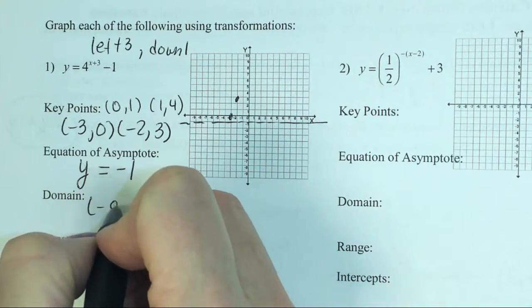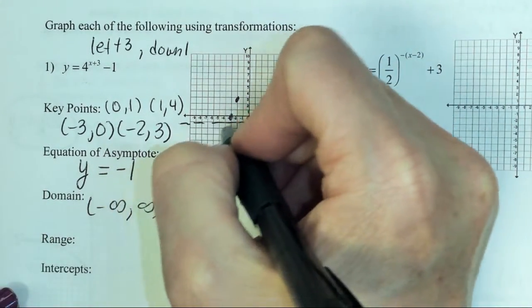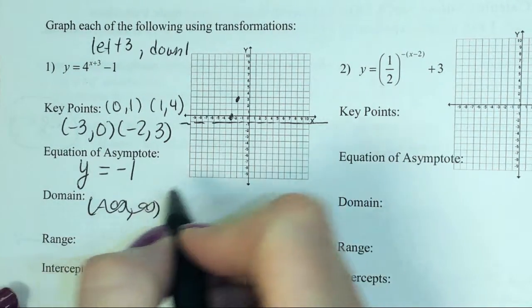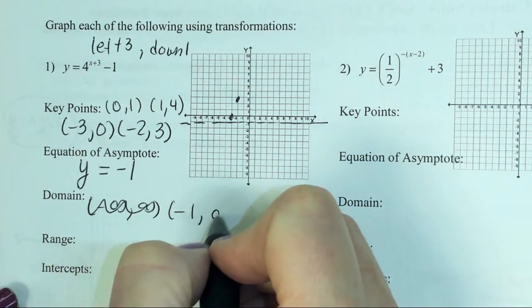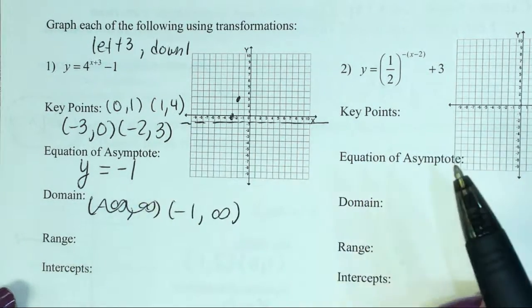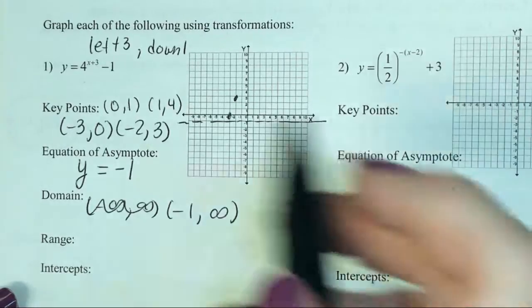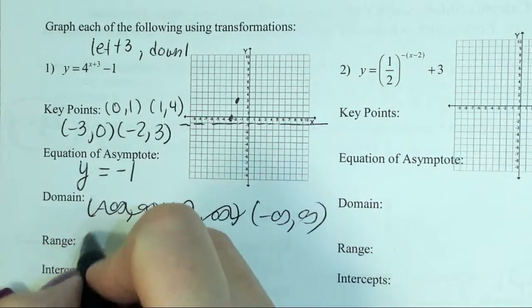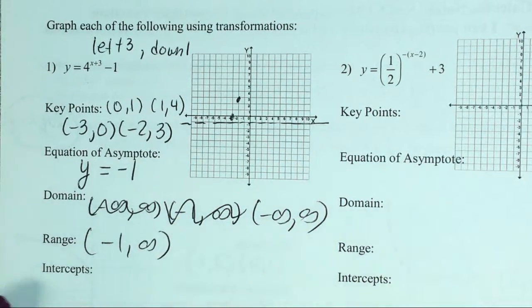My domain was always negative infinity to infinity. That's not going to change. I'm sorry. My domain is now going to be negative 1 to infinity. Because oh my gosh, focus. Darn it. Let's do my video third period now. Here we go. Here's the domain and range.